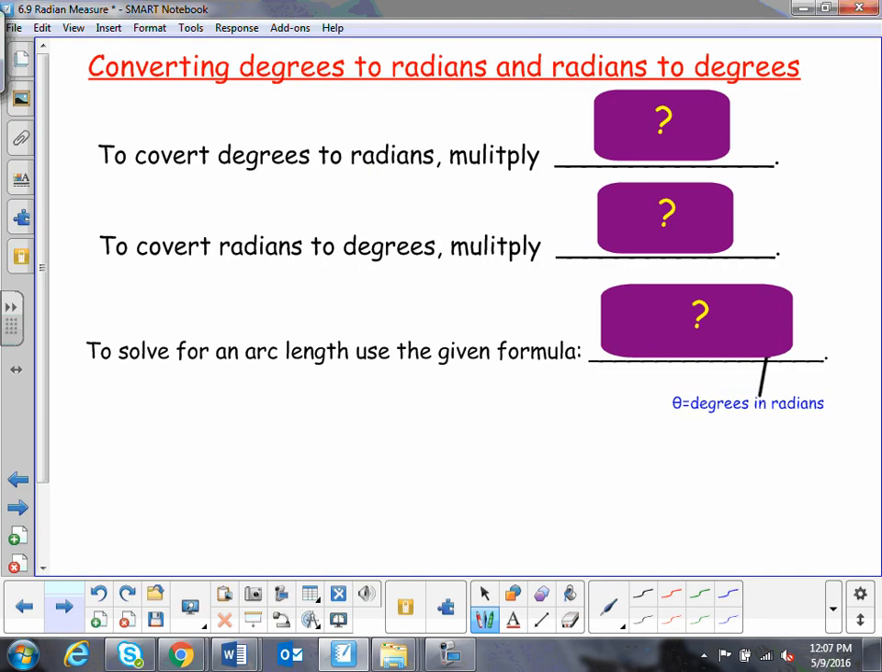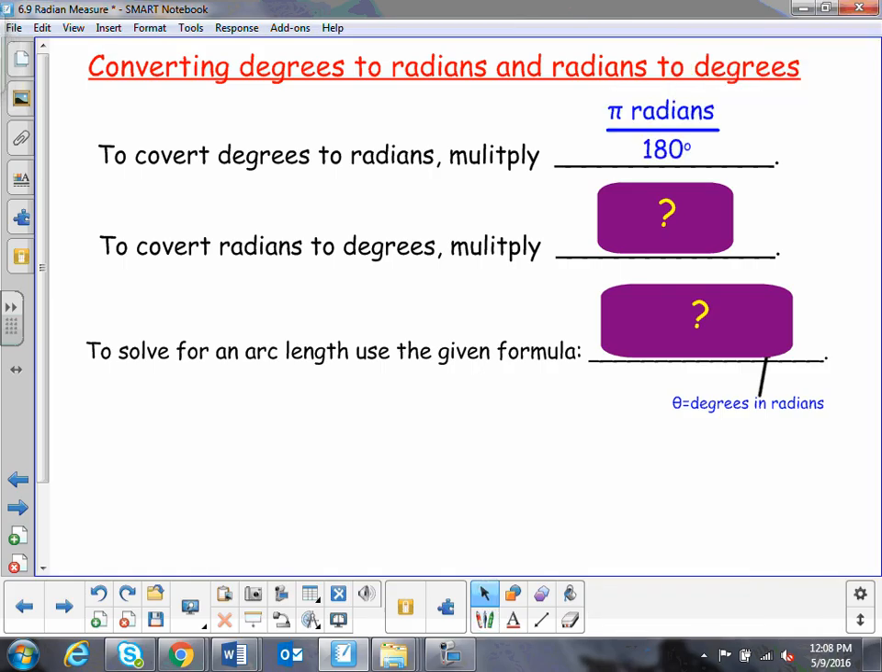We want to know how to convert degrees to radians and radians to degrees. I'm going to give you 120 degrees and ask you to turn that into radian measure. So here's how you convert. Like, how do you convert inches to feet? You divide by 12, or multiply by 1/12. So here's what you do for degrees to radians: you multiply by pi over 180, and it will end up being radians.